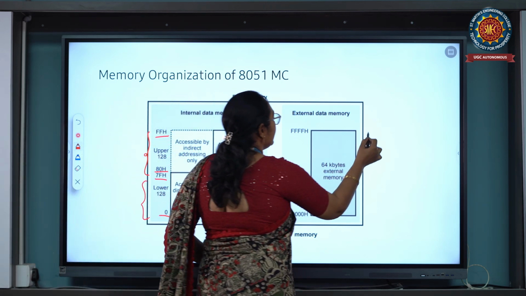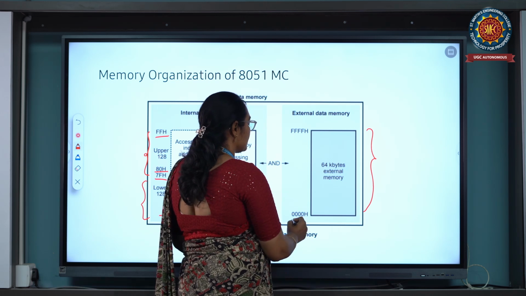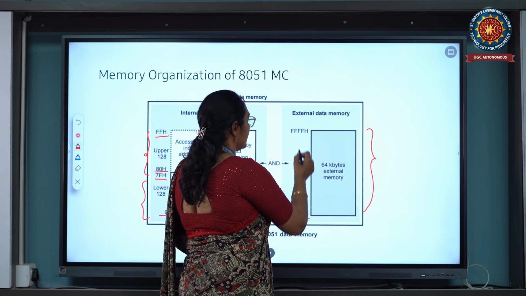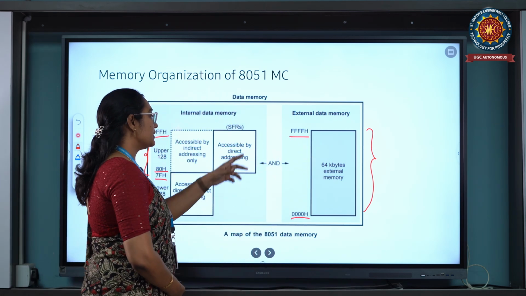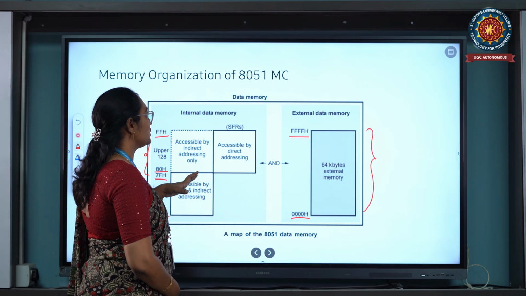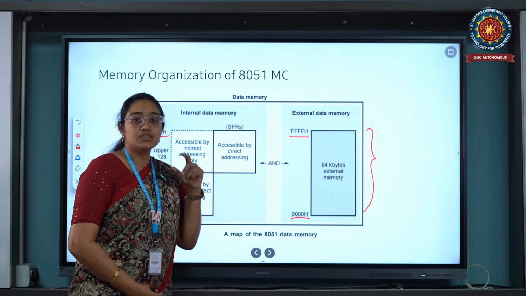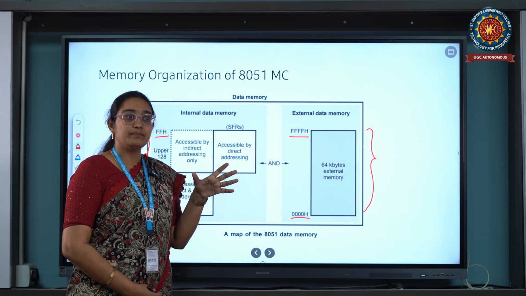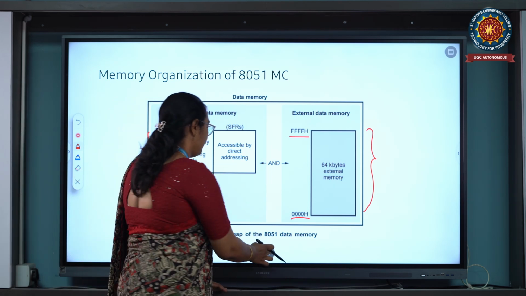Then he can also access the 64 kilobytes of external memory, which ranges from 0000H to FFFFH. This is the hexadecimal formation of the 64 kilobytes of external memory. This is the memory organization of the 8051 microcontroller. A total of 64 kilobytes of random access memory can be interfaced with the 8051 microcontroller.